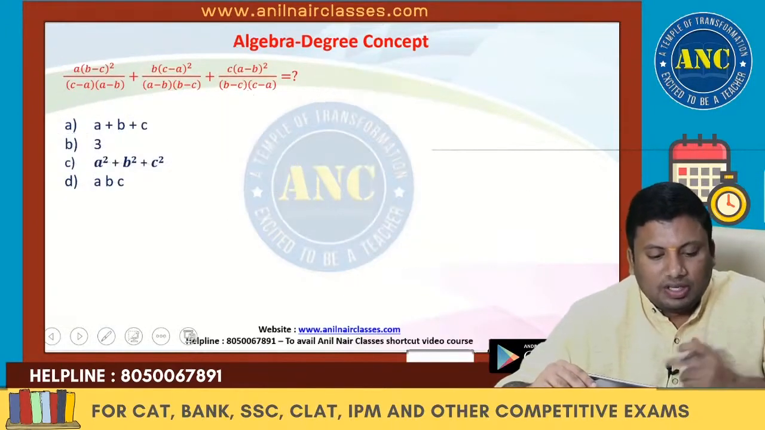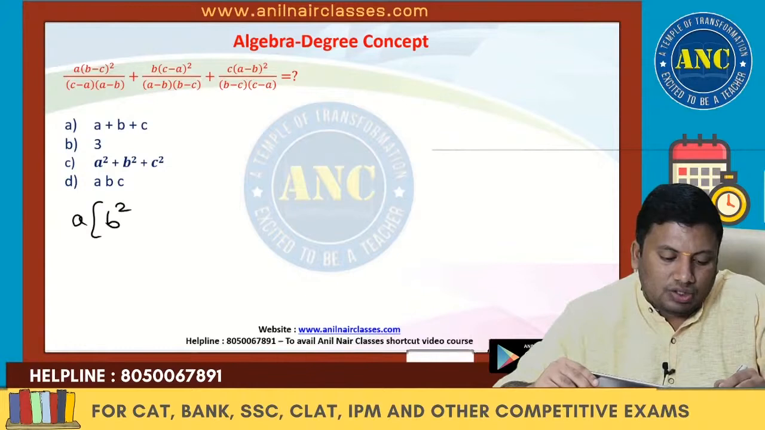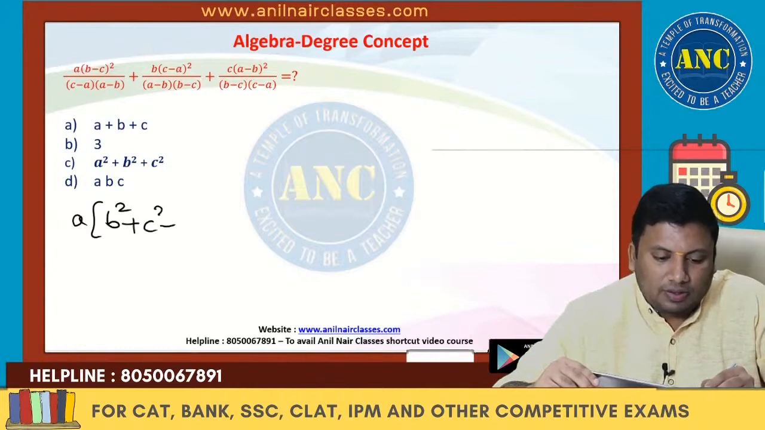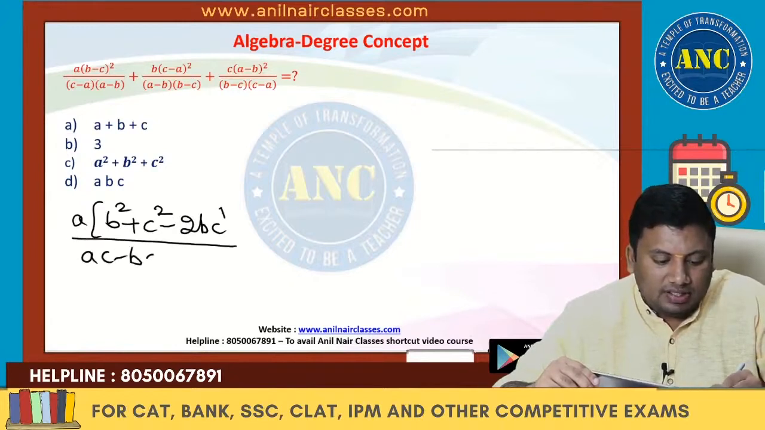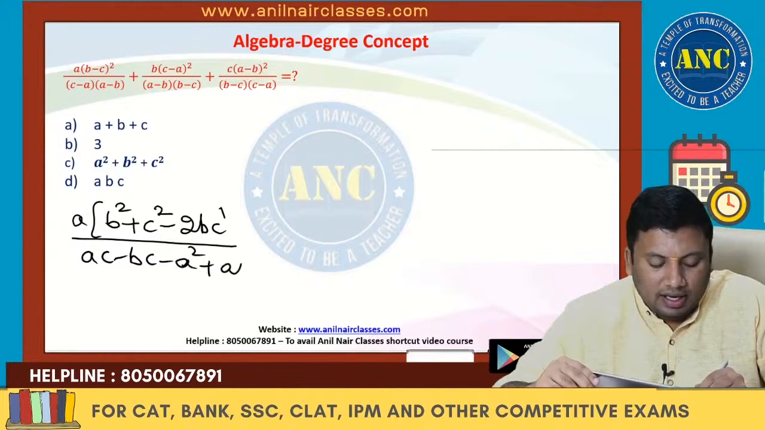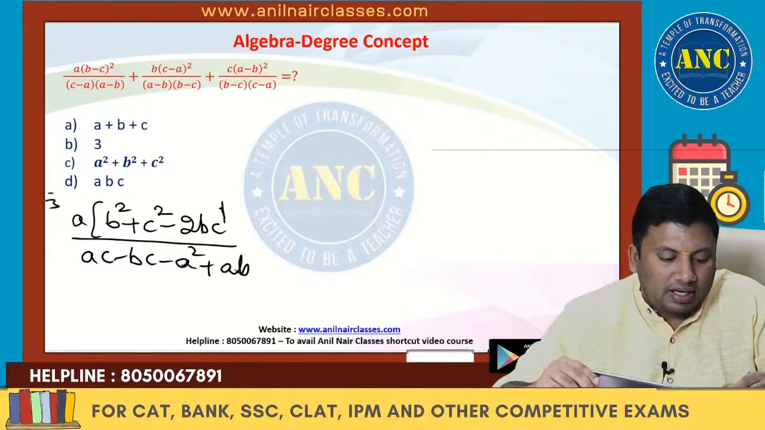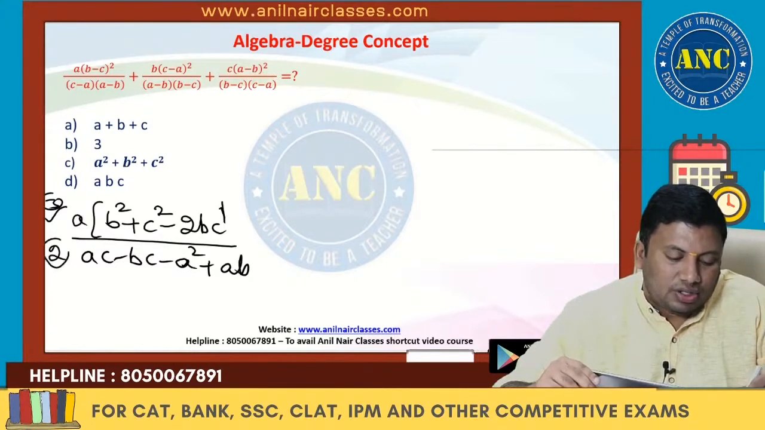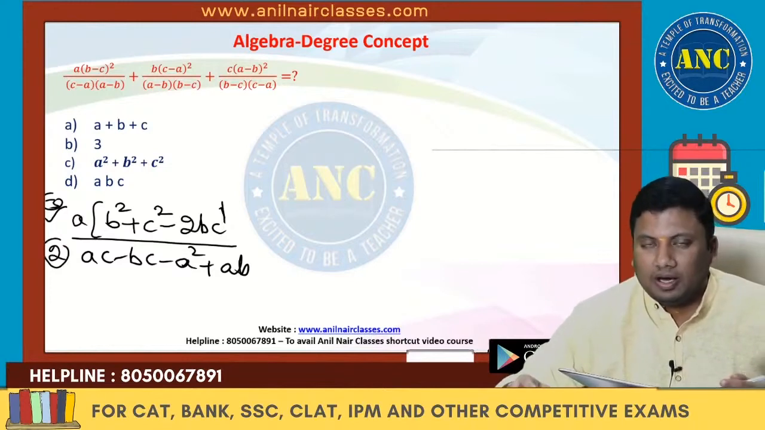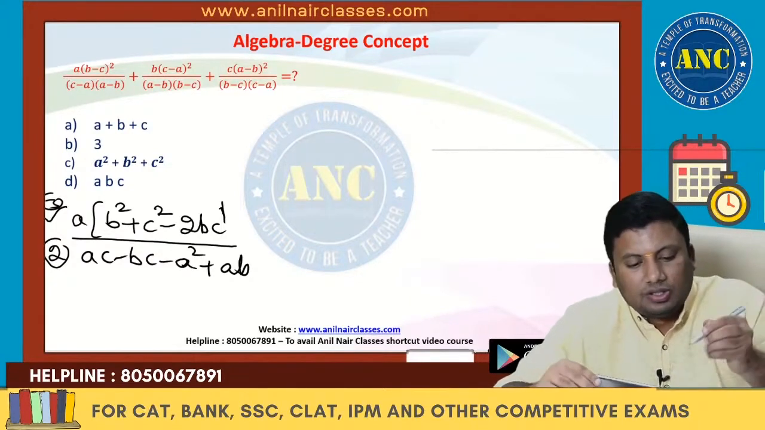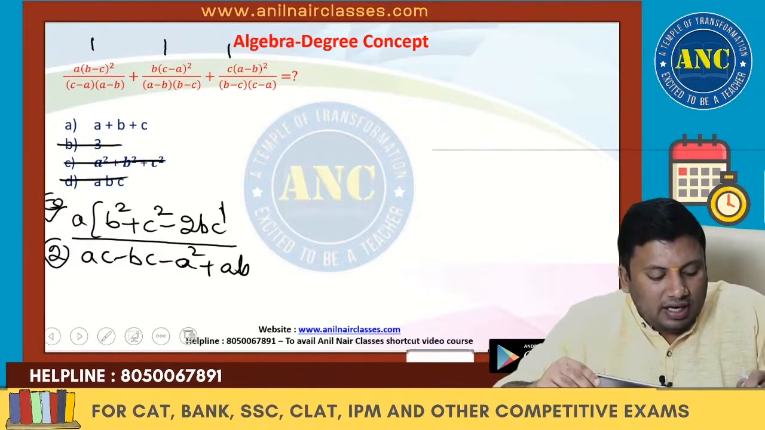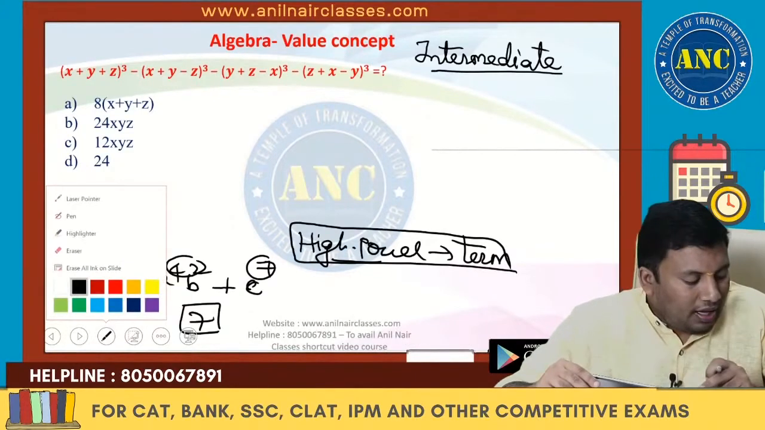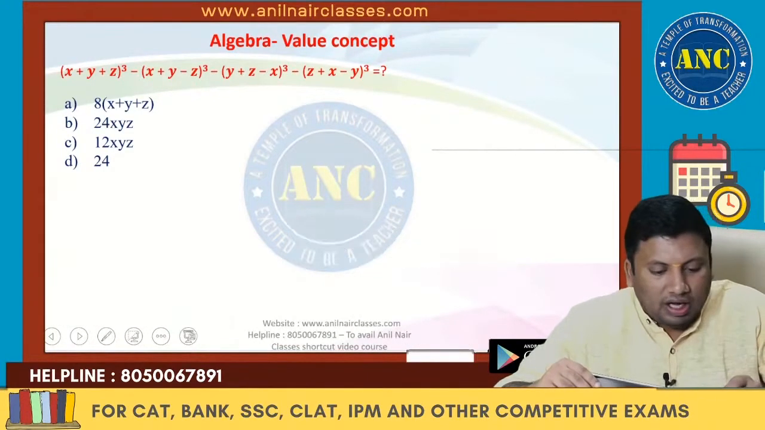Again I will tell you, Samyukta, D is A into (B square plus C square minus 2BC) divided by AC minus BC minus A square plus AB. See here, AB square is 3. Numerator degree is 3. Denominator degree is 2. 3 minus 2 is 1. So these are degree 1, degree 1, degree 1. Answer also should be degree 1. B, C and D are eliminated. I hope Jyotika and Samyukta, it is clear.